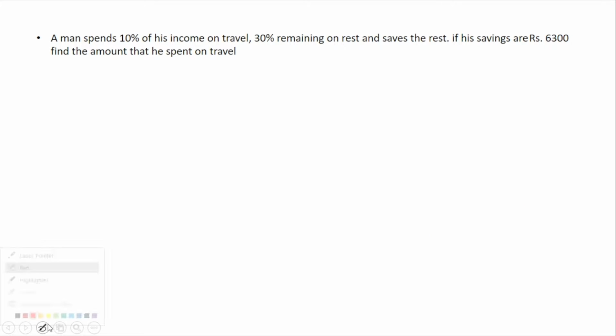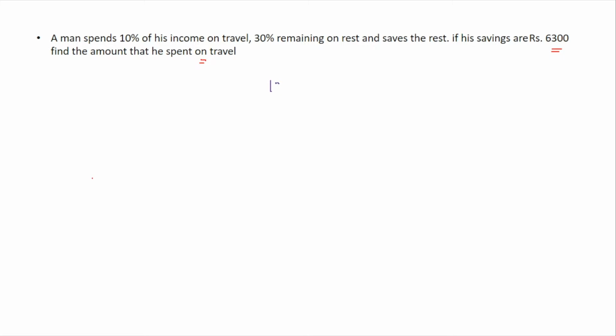So here is a question: if a man spent 10% of his income on travel, 30% of the remaining on rest, and saves the rest. They are asking, if his savings are this much rupees, find the amount that he spent on travel.